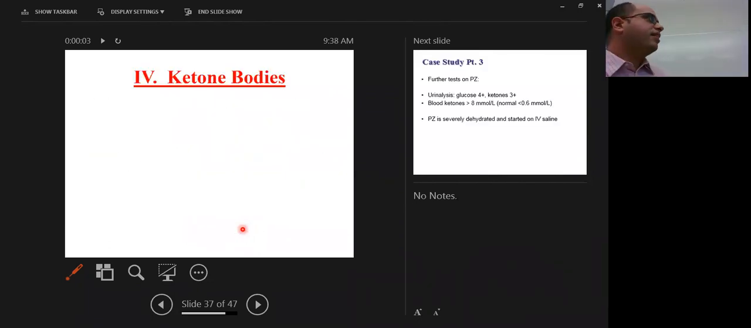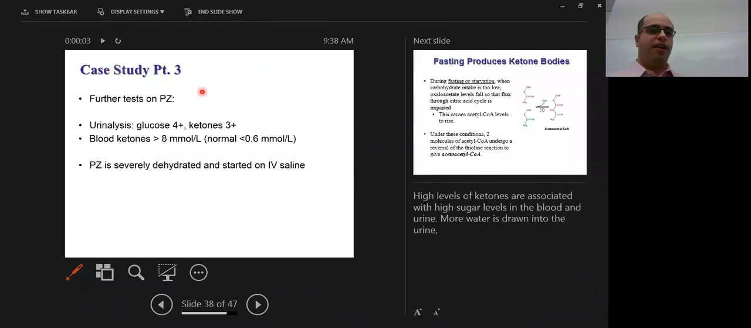Okay, so the last topic for today are ketone bodies. And this is something that we're going to relate back to our case at the very beginning. So further tests with our patient revealed that she had high levels of glucose and ketones in her urine, as well as very high levels of ketones in her blood.